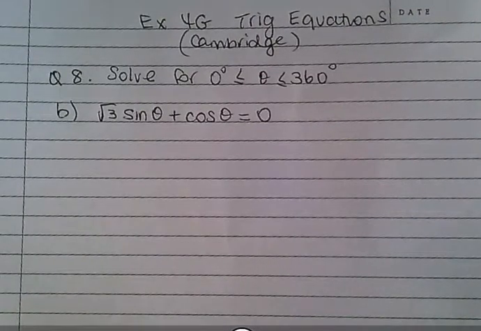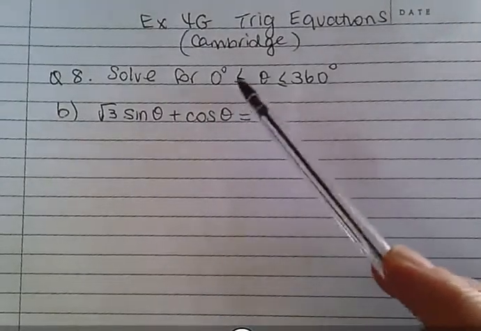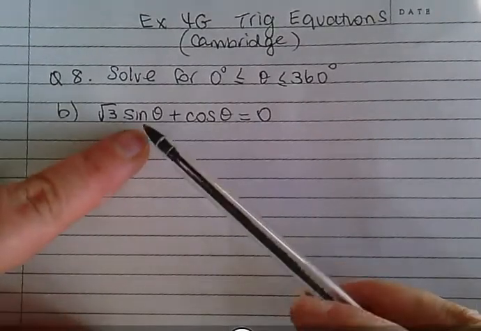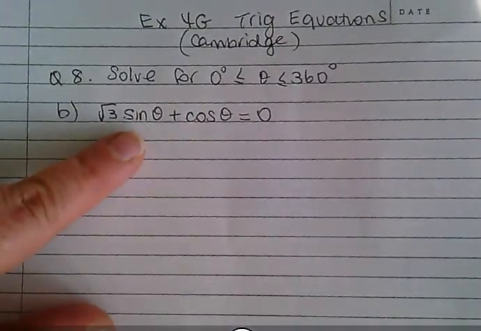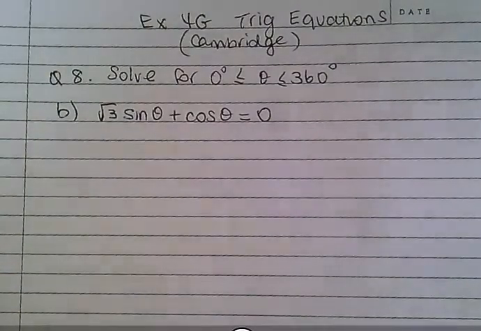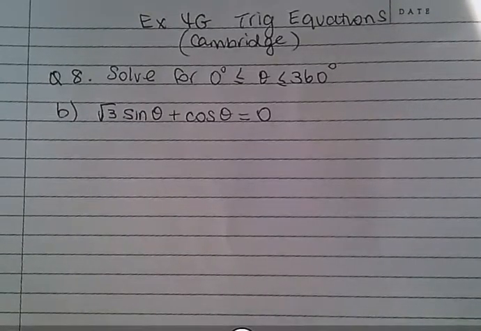Different trig equations from Cambridge Worksheet exercise 4G. Solve the following for theta lying between 0 and 360. Now, the reason we're doing this exercise now is because we've just learned about trig identities, and we're going to use some of those trig identities to help us solve these equations. What do you think I should do first?